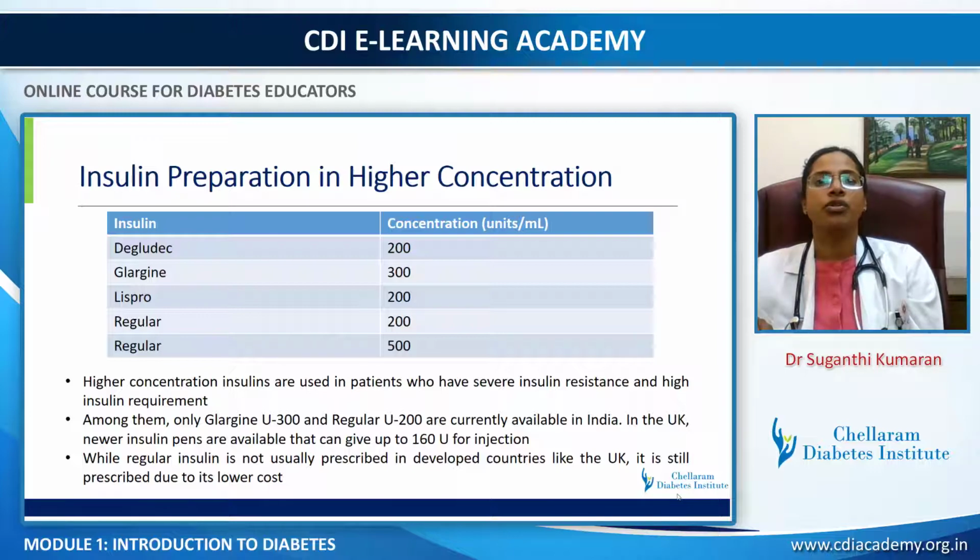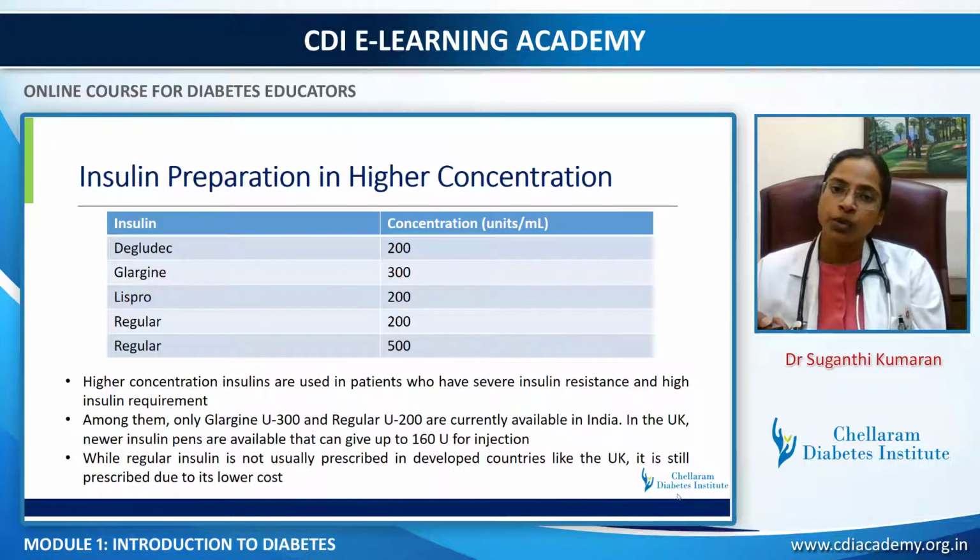These are the various concentrations of different longer acting and regular insulins. Long acting insulins like degludec and glargine, short acting insulins like Lispro and regular. Degludec comes in a concentration of 200 units per ml. Glargine actually comes in both 100 units per ml and 300 units per ml. Lispro in higher concentration comes at 200 units per ml. Regular insulin is available at two different concentrations, 200 units per ml and 500 units per ml.